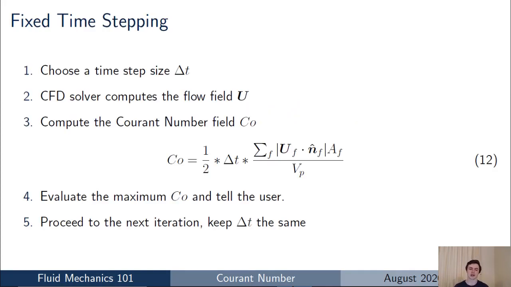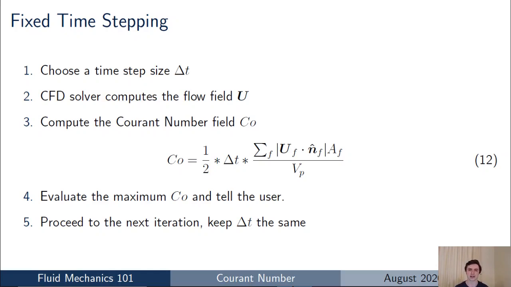So the first thing we need to think about is what happens in a conventional transient simulation when we choose a fixed time step. So you set up your CFD simulation and you choose a fixed time step of, say, 0.2 seconds, and then you set the CFD simulation running. And what happens? The CFD solver will compute the velocity field and all the other flow fields. And then, now that it has the flow field computed, it will calculate a current number field for all of the cells in the mesh.